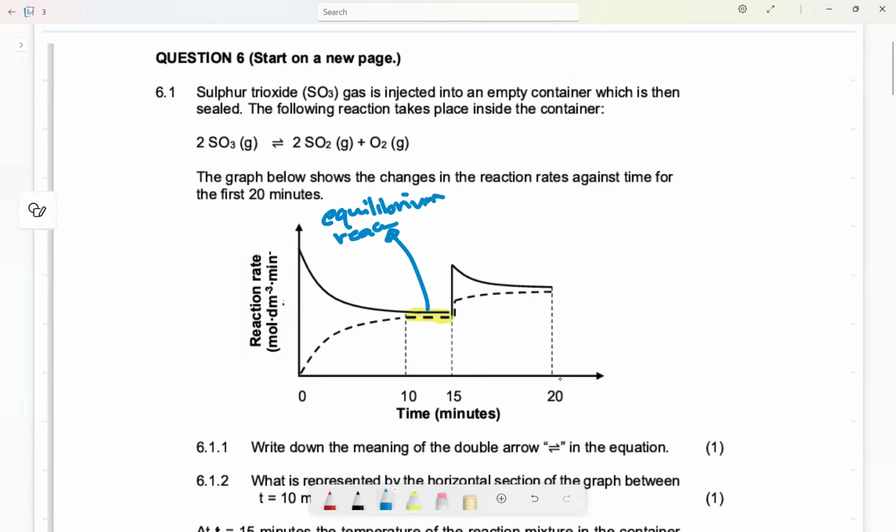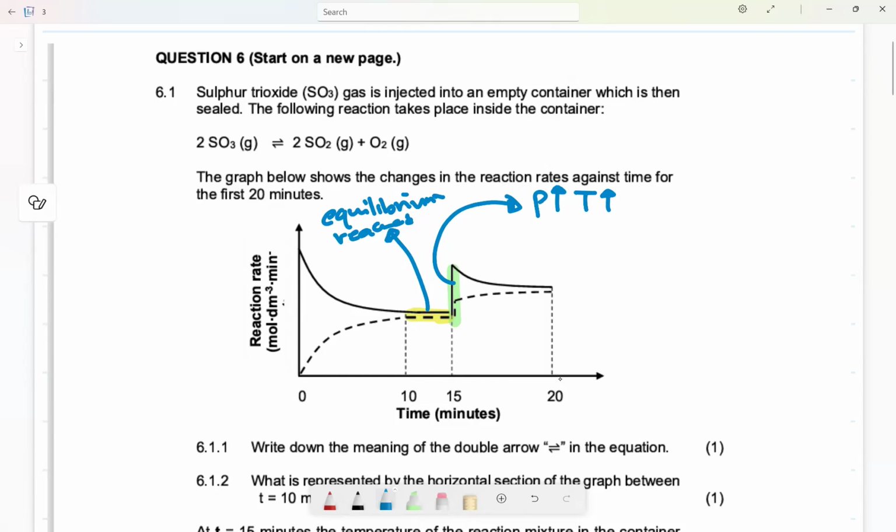Equilibrium is reached. Then here there is a disturbance that occurs. This disturbance is an increase. But an increase in what? An increase in temperature or pressure. How do we know that? Because both of the graphs increased. Can you see this one increased more, but this one also increased, a little bit? So if both of them increase, it can either be an increase in pressure or an increase in temperature.